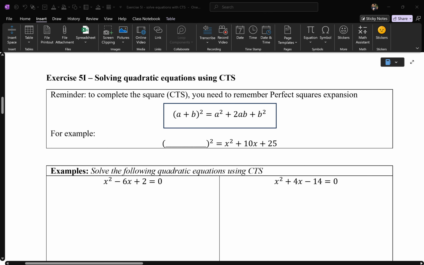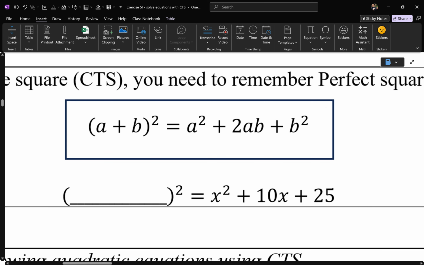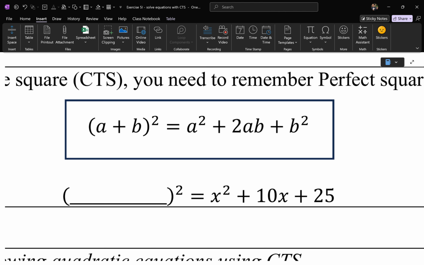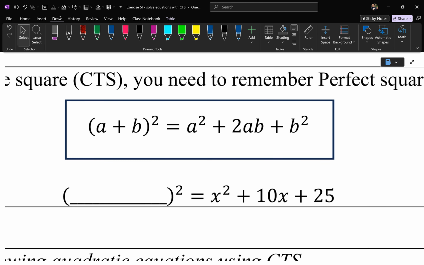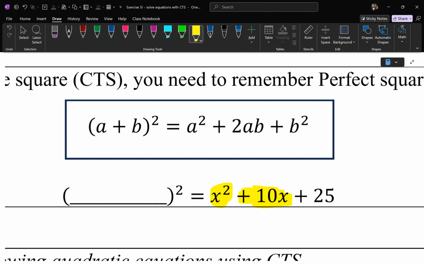Before we start, let's do a reminder. Completing the square, here's your expansion formula, which is heavily reliant on understanding the concept. So say I gave you something like this equation, x squared plus 10x, and then there's that plus 25. Now ignore the plus 25. It was just x squared plus 10x. What must go inside the brackets?